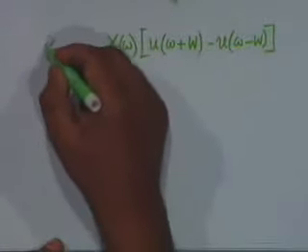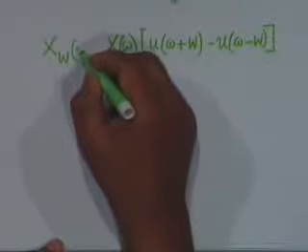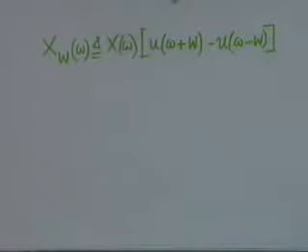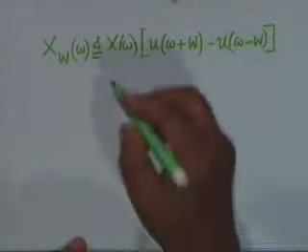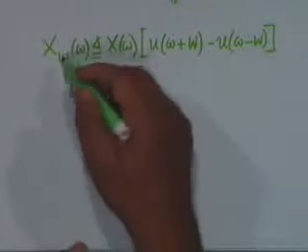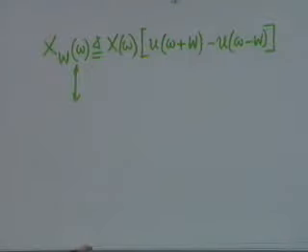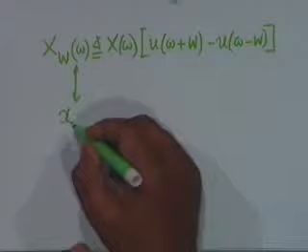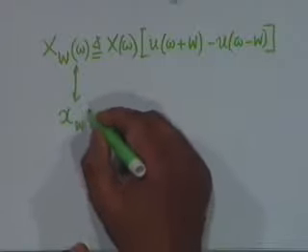Alright, let's call this X W of omega. What we do now is take the inverse Fourier transform of X W of omega. Alright, and let's call this small x W of t.